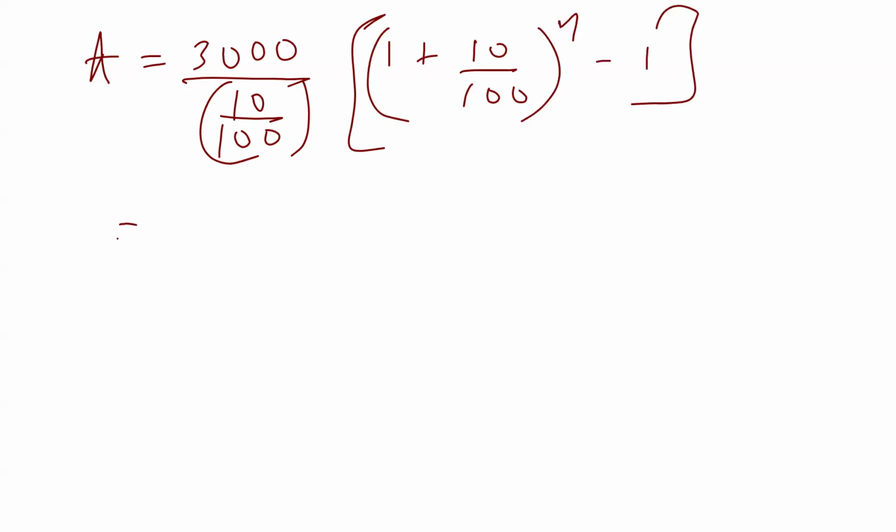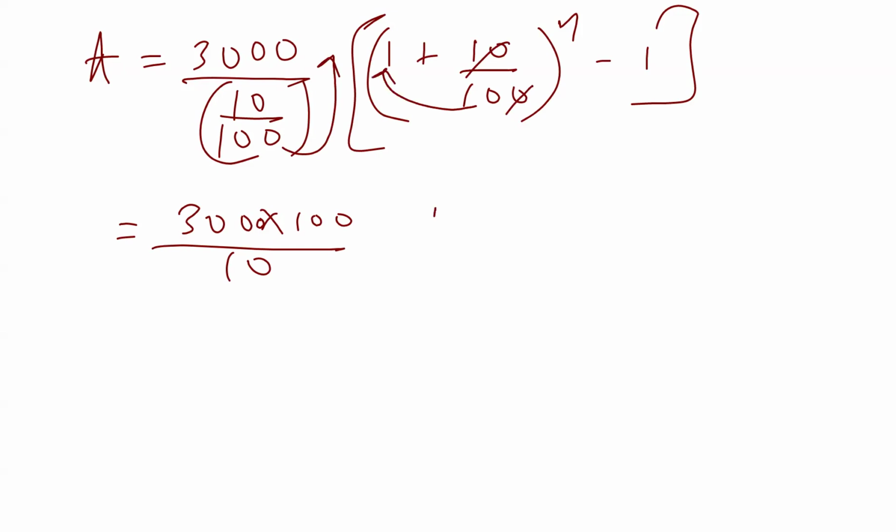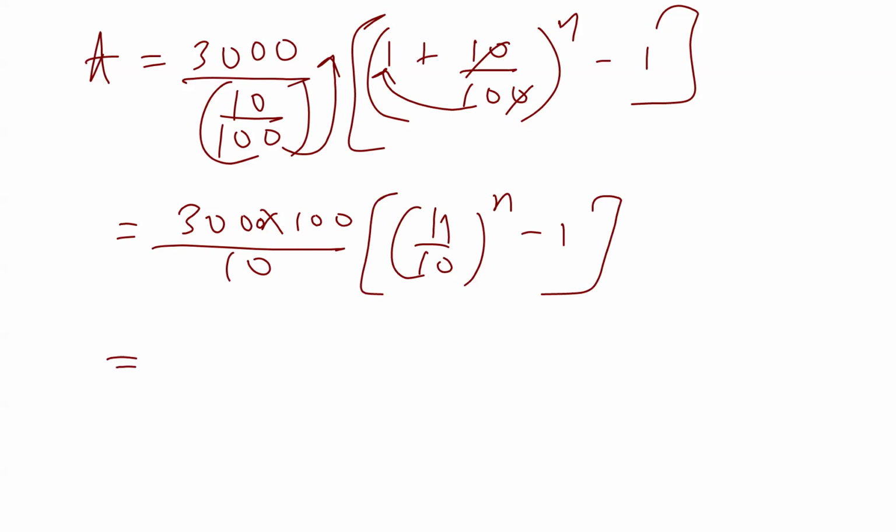So 3000 into 100 upon 10. This 100 goes up. The 0 is getting cancelled. 10 plus 1, 11 upon 10 raised to N minus 1. So 1 zero gets cancelled. So 3 zeros and 4 zeros.